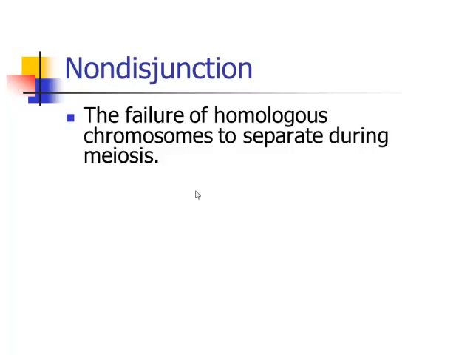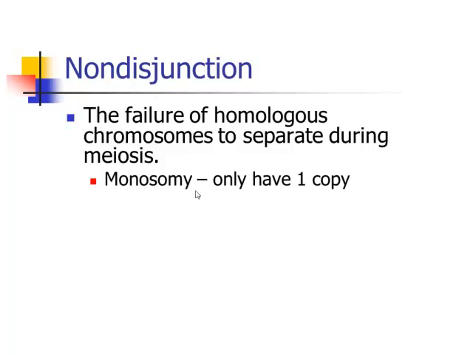So remember, during meiosis, our homologous chromosomes came together during prophase, and during anaphase 1, our homologous chromosomes were supposed to separate. During non-disjunction, the spindle fibers don't work very well. Your centromeres are really, really sticky, and the homologous chromosomes won't separate. Or what could even happen is that in anaphase 2, your sister chromatids can't separate.